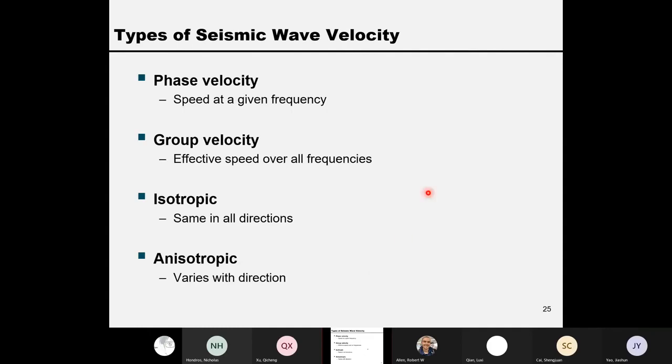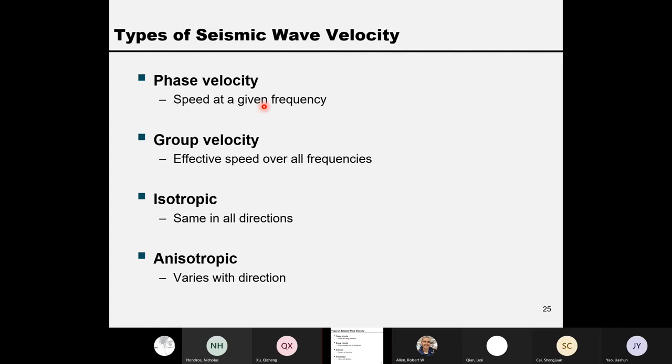Now, we're talking about types of velocities. One of the velocities is called the phase velocity. When we review the Fourier transform concept, Fourier theory, we're talking about the phase. Phase is time delay, right? But in the frequency domain, phase really is the time delay for an individual frequency. So the phase velocity is basically the velocity for an individual frequency. It's as simple as that.